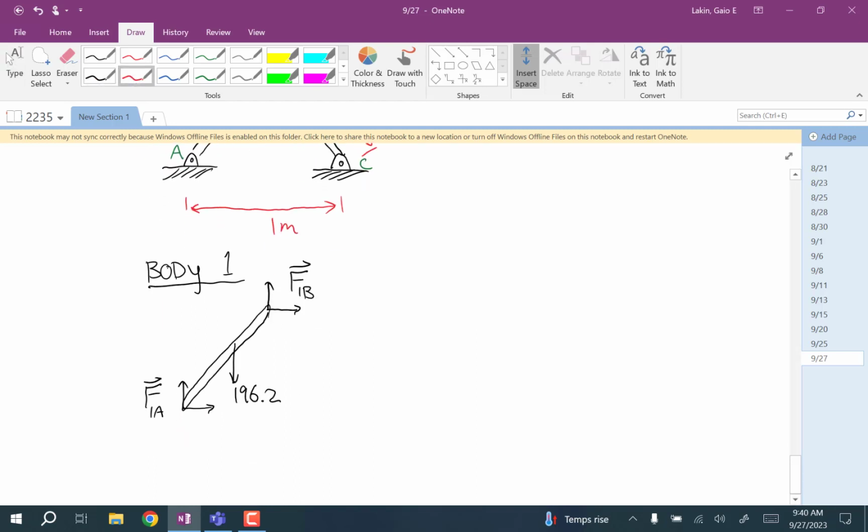And we're going to do a rigid body analysis. I'll call this the about point for this, the moment.